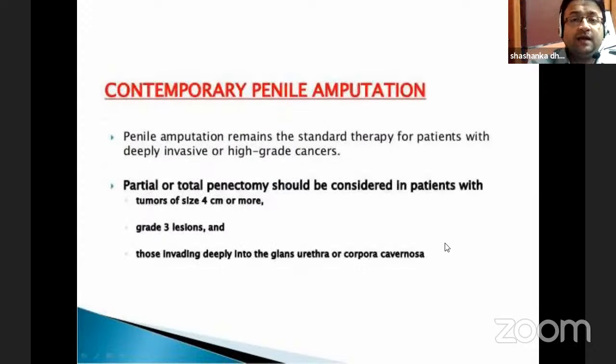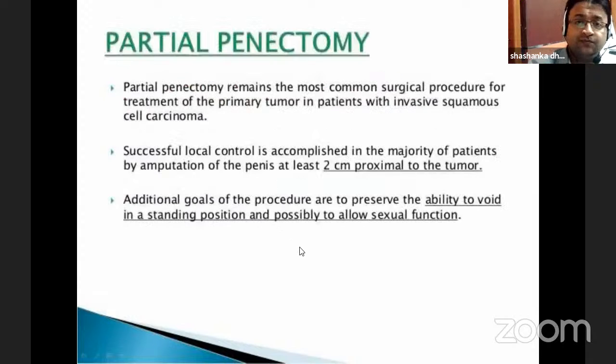Contemporary penile amputation. Partial or total penectomy should be considered in patients with tumors of size 4 centimeters or more, a grade 3 lesion, or lesions invading deeply into the glans, urethra or corpora cavernosa. So, deep invasion, grade 3 lesion, or a big tumor are indications for a partial or total penectomy. Partial penectomy remains the most common surgical procedure for treatment of the primary tumor, and successful control is accomplished in the majority of patients. At least 2 centimeters proximal to the tumor.